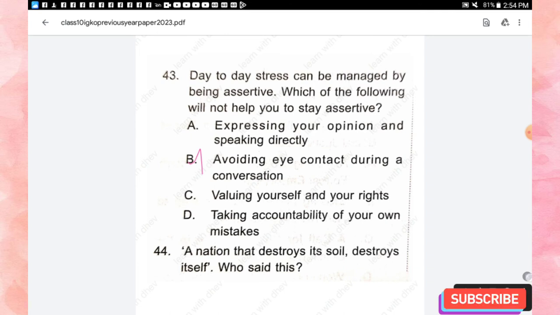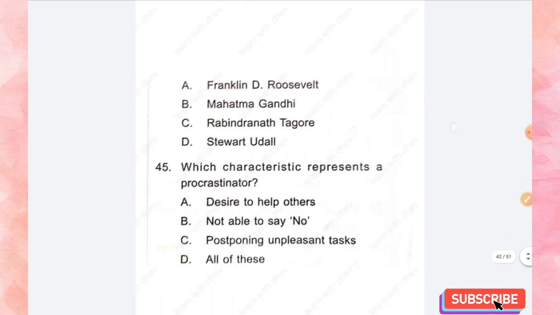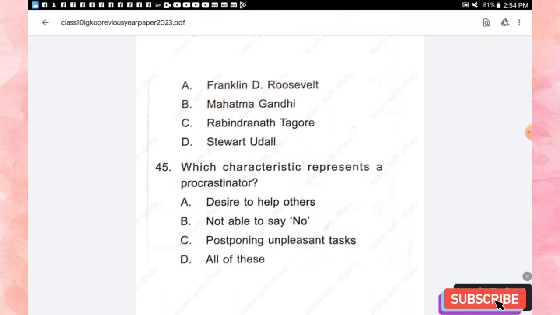Question number 44, a nation that destroys soil, destroys itself. Who said this? Option A, Franklin Roosevelt. Option B, Mahatma Gandhi. Option C, Rabindranath Tagore. Option D, Stewart Udall. The right answer is option A, Franklin D. Roosevelt. Question number 45. Which characteristic represents a procrastinator? Options are desire to help others, not able to say no, postponing unpleasant task, all of this. The right answer is option C, postponing unpleasant tasks.